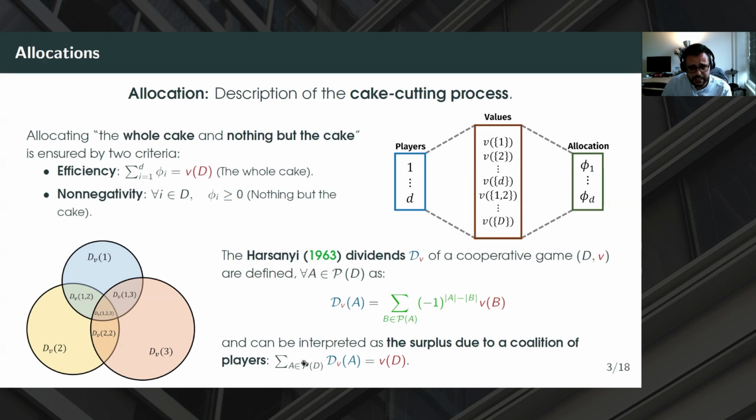And there's an interesting property: if I were to sum those dividends over every coalition, I get back the whole cake. And they can be interpreted with the diagram on the left. The diagram is the whole cake, and then I'm going to have values for every possible coalition of players. So there's a typo here. I'm sorry, it's supposed to say 2, 3.